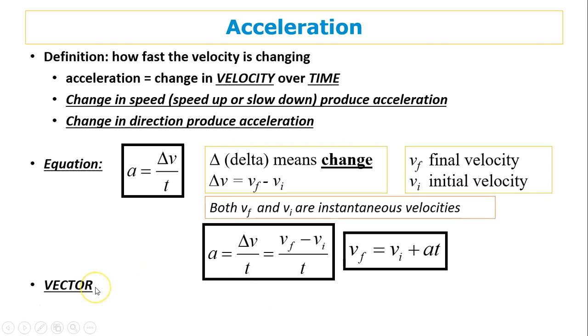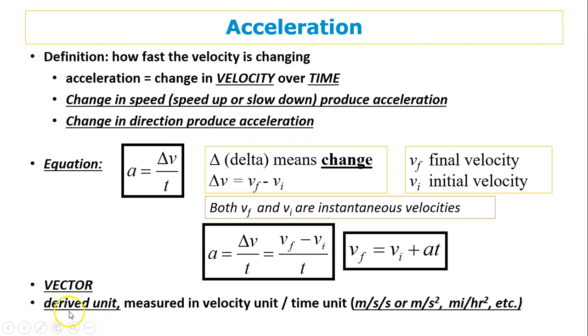Acceleration is a vector quantity. That means it has magnitude and a direction. The unit of acceleration is derived. It is represented by a combination of fundamental units. It is measured in velocity unit over the time unit. The velocity unit is meters per second, over the time unit. When you combine these two, you get meters per second squared. Another example of acceleration's unit is miles per hour squared.